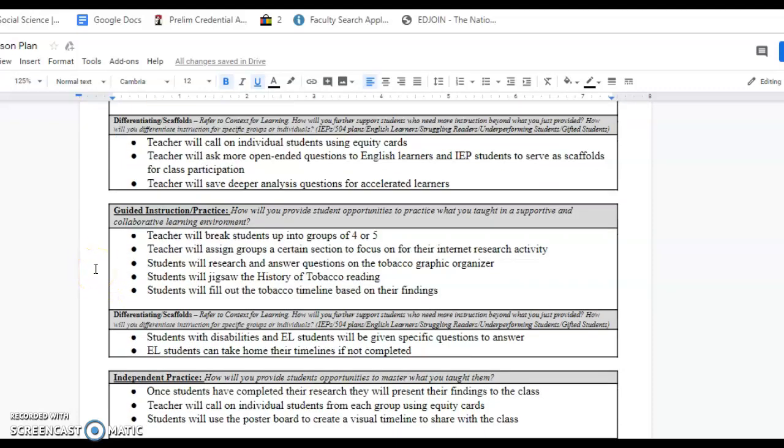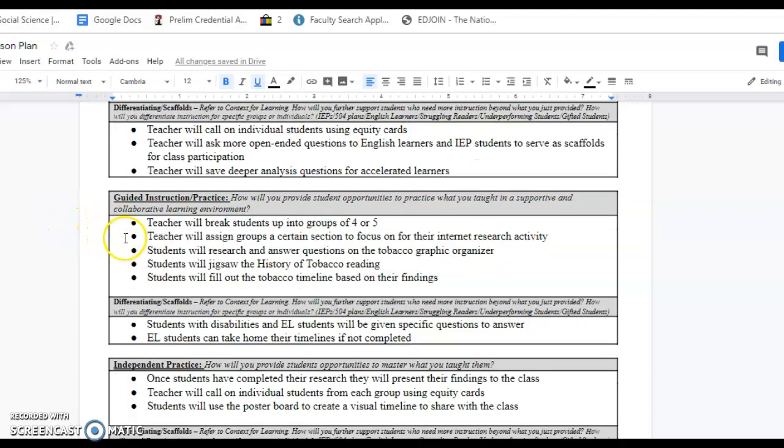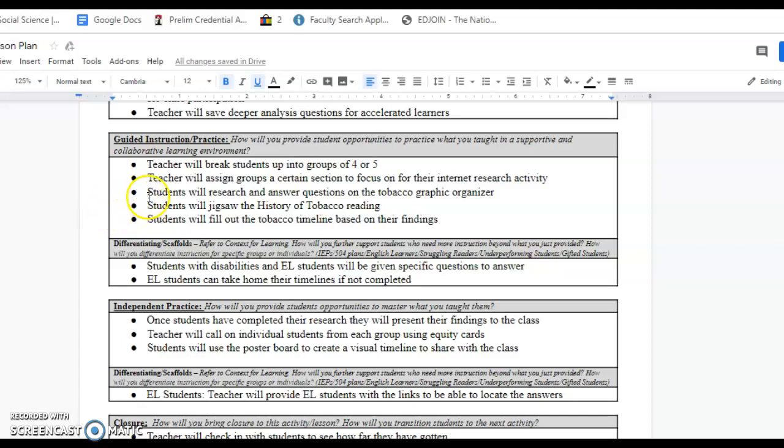Guided instruction. So the teacher is going to pair up students in groups of 4 or 5, and they're each going to be assigned a section to search for topics of the tobacco history. And here, when they do their research, they're going to put all their answers into their graphic organizer, and they're going to have their guiding questions there. After they compile their answers and findings, they're going to engage in a jigsaw of the history of tobacco. And basically, they're going to learn from each other.